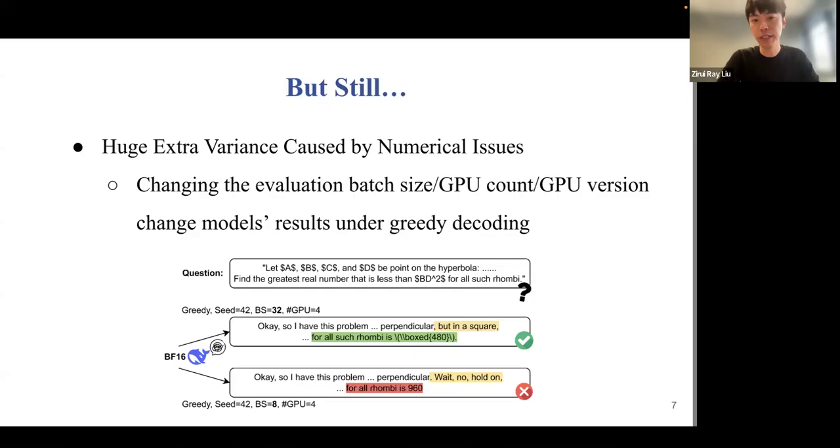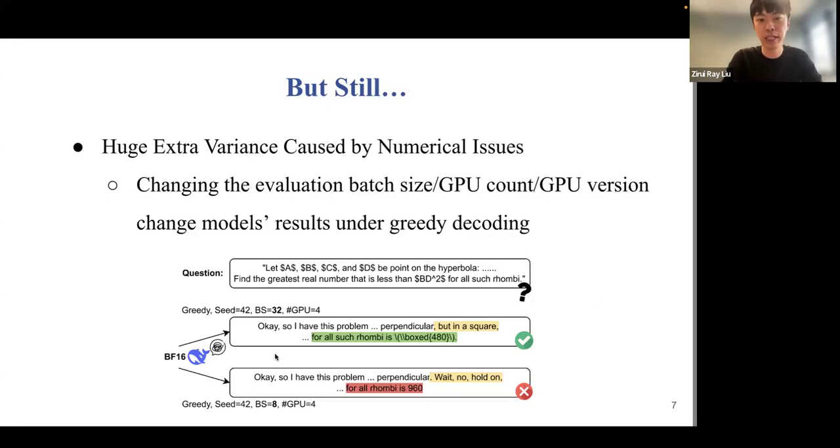But even with all these efforts, it will still cause huge variance because of the numerical issue. Here I show one illustration example. Because, like I mentioned, floating point arithmetic is not deterministic, that means if you change your evaluation configuration, the result is also different. For example, how many GPUs you use for model parallelism or tensor parallelism, or if you change your evaluation batch size, or what underlying kernel you use for the evaluation. They all affect your final results.